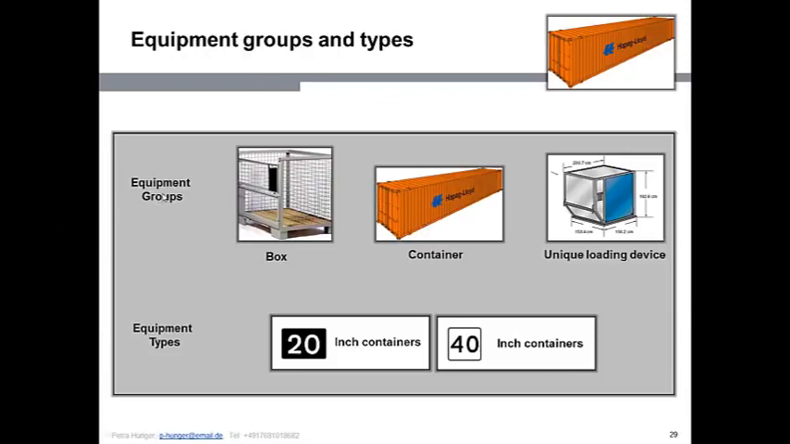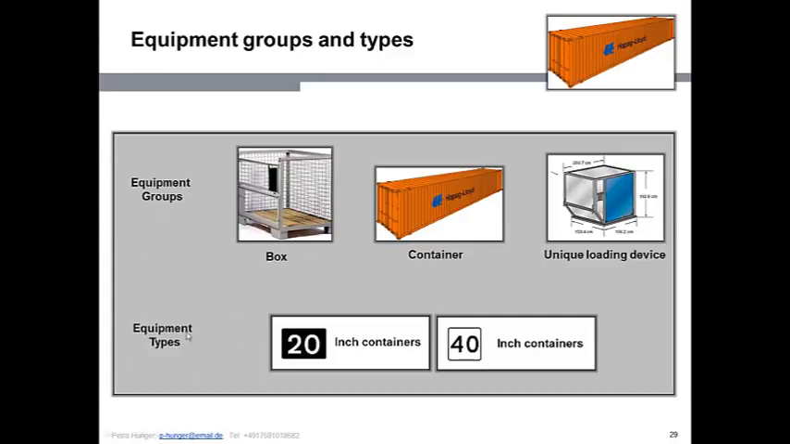As you can see here, there are simply equipment groups and equipment types in TM. So equipment group is the higher level. So you can have, for example, boxes, containers, as I mentioned just now, and unique loading devices. Unique loading devices are devices that are used mainly in the air industry, in air transportation, because as you can see here, they can have some strange measurements so that they fit exactly in the airplane. So there can be different types, and TM allows managing those different types of unique loading devices.